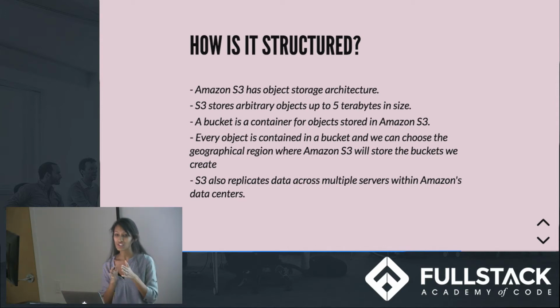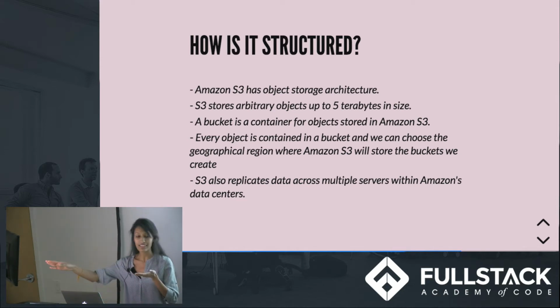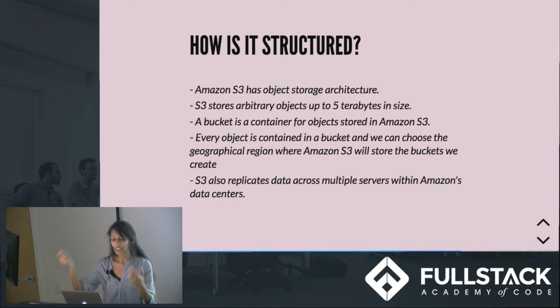So if our data is stored in a file, it is called file storage architecture. If it is stored in a block, it is called block storage architecture, and S3 is storing our data, whatever we are uploading, in an object storage architecture. So it will have key value pairs. We have a bucket, and that bucket is called a container, and that will have all our data stored inside it, and we can store up to 5 terabytes of data in S3.